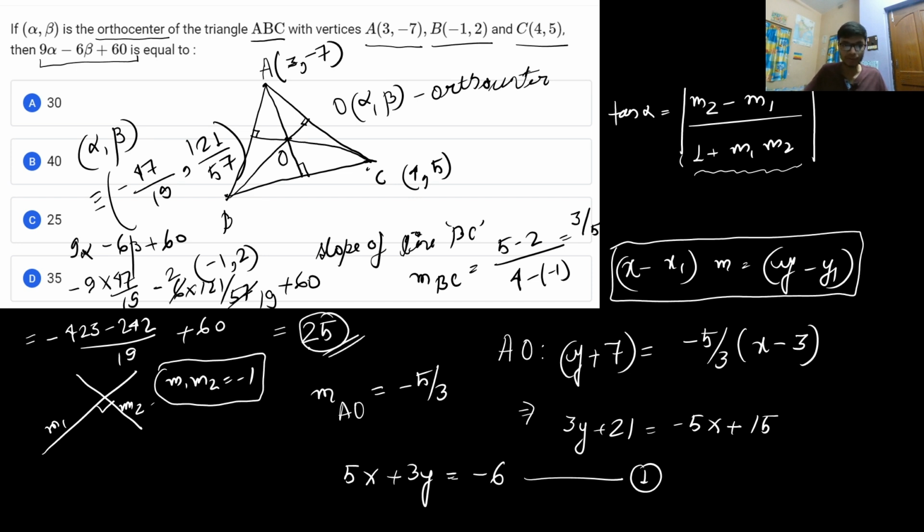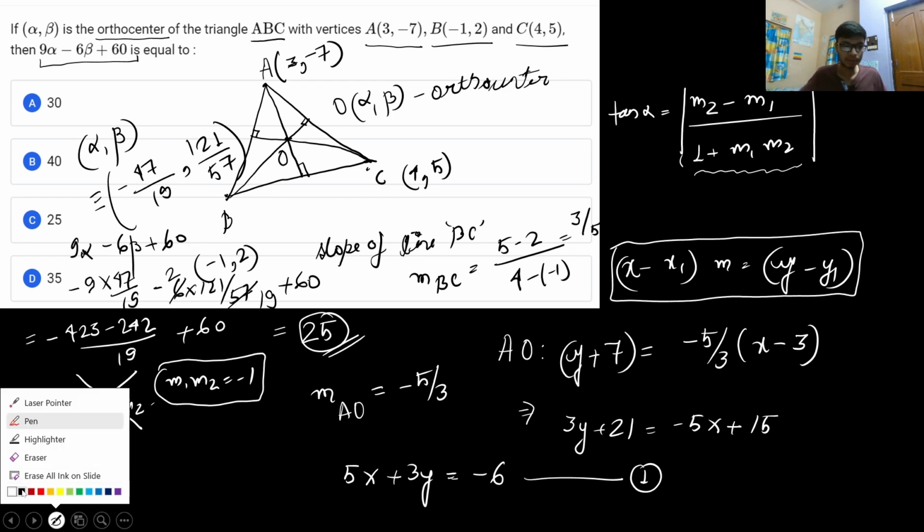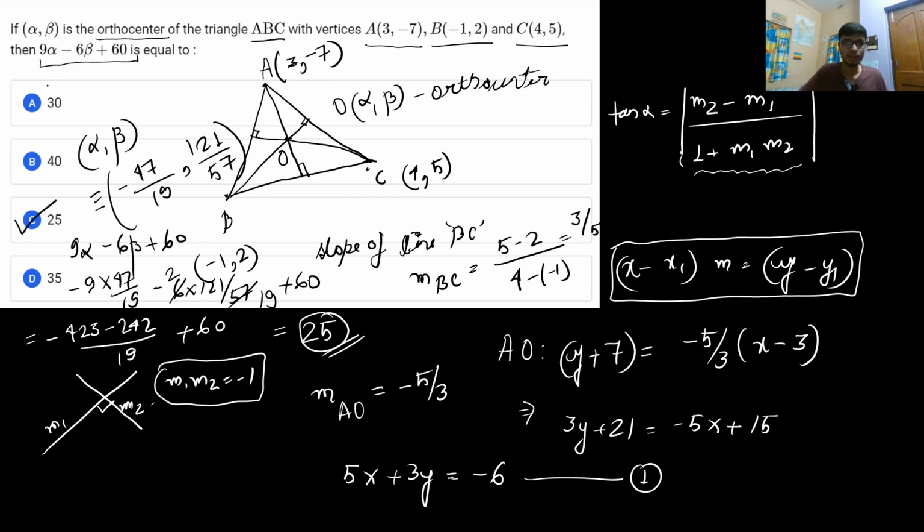I have solved this particular thing on my rough. So from here, the right answer to this particular problem will be option C. I hope this discussion of this question was simple and clear.